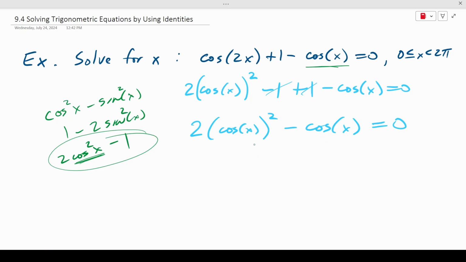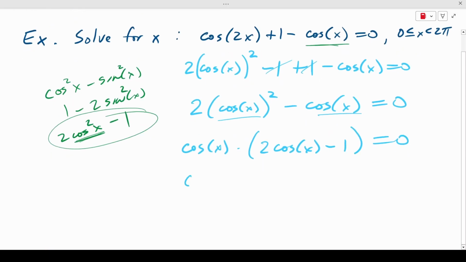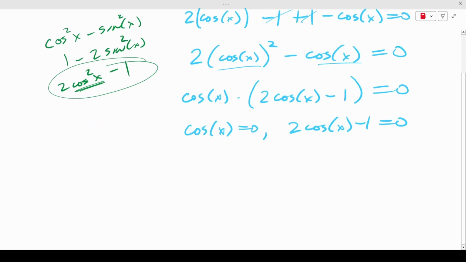I'm going to factor out my cosine x. So I have cosine of x times what's left? Well, 2 cosine x minus 1 equals 0. How can that equal 0? Well, if cosine of x equals 0, or if 2 cosine of x minus 1 equals 0. So I'm going to solve both of these equations under 0 is less than or equal to x is less than 2 pi, so 1 full revolution.